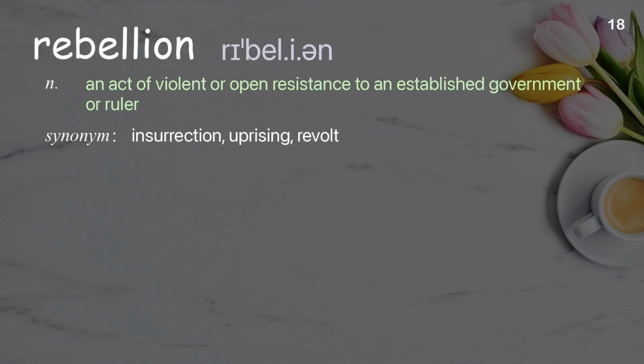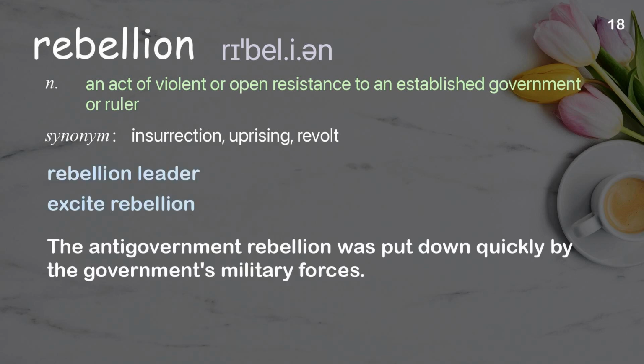Rebellion. An act of violent or open resistance to an established government or ruler. Examples: Rebellion leader. Excite rebellion. The anti-government rebellion was put down quickly by the government's military forces.